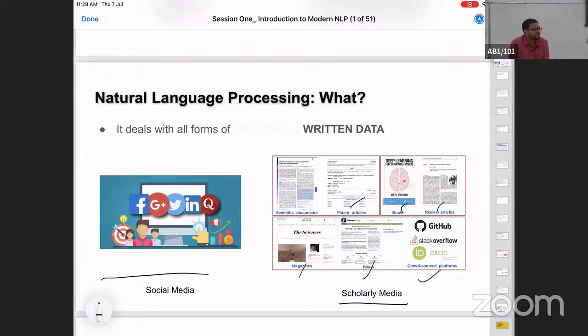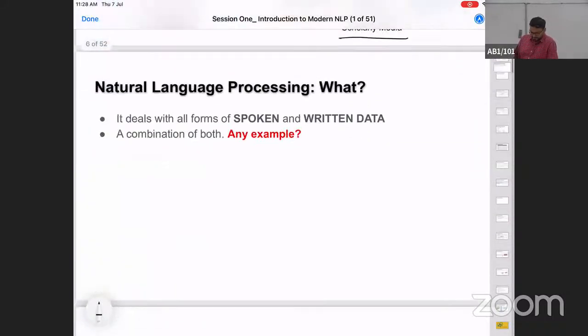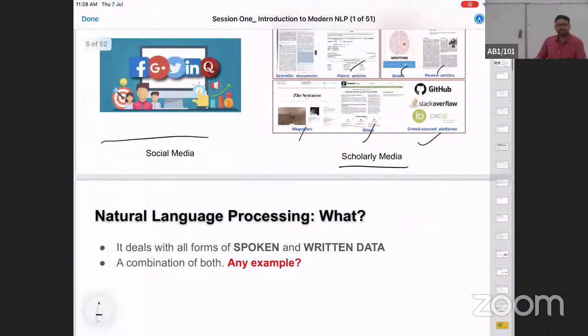Any other source? All these websites, right? Whatever websites that you browse, all these are in the form of the written, right? They also have other modalities, like images and videos, but the majority content in most of them is text, right? So all these are in the form of text that we can process. NLP is all about dealing with these two forms of data, the spoken data and the written data, and both of them are very easily available.